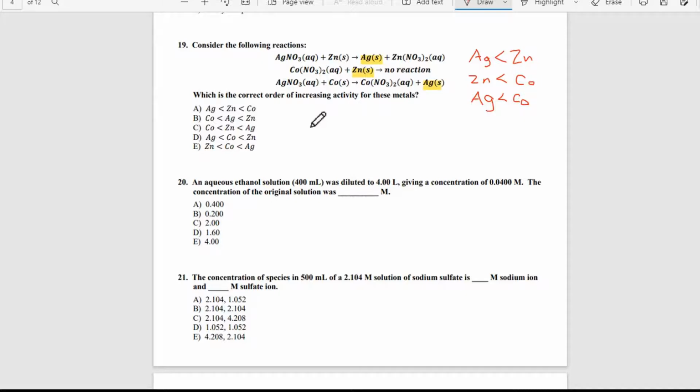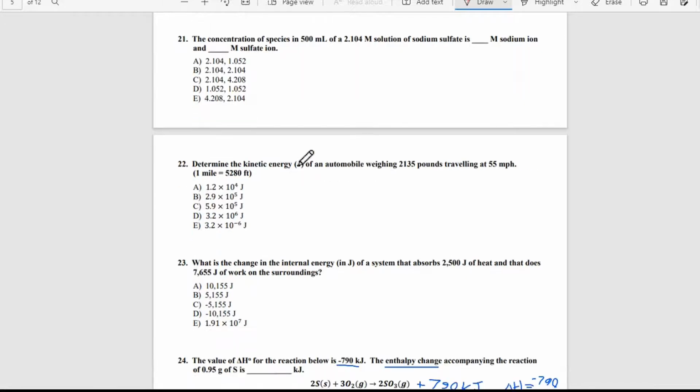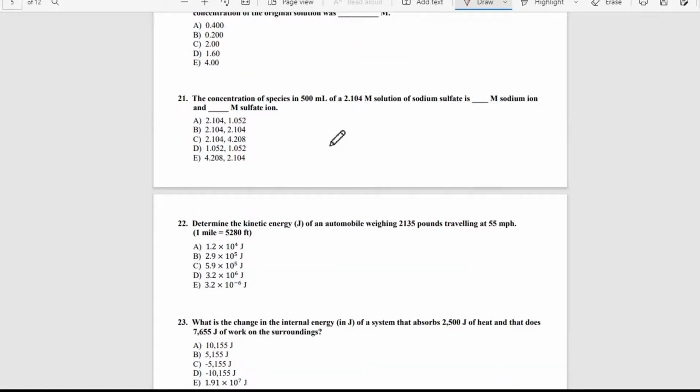All right, it says concentration of the species in 500 milliliters of 2.104 molar solution of sodium sulfate is blank molar sodium ion and blank molar sulfate ion. This is not so much a molarity problem as it is a writing ionic formulas problem. You need to be able to figure out what sodium sulfate is.